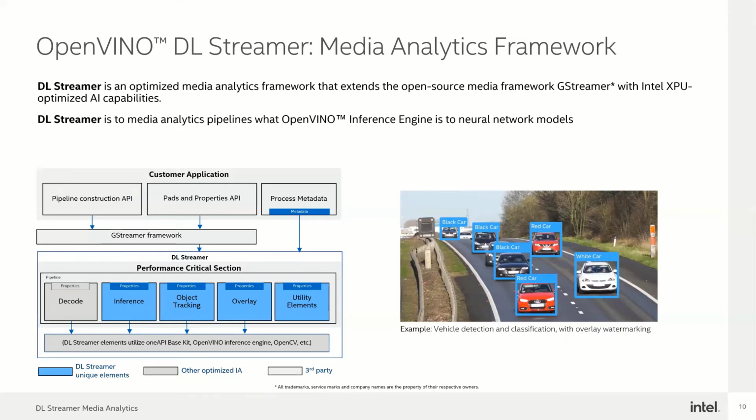Applications can use the GStreamer APIs just as they would any normal GStreamer application, but add in additional elements for inferencing, object tracking, overlay, and utility elements in order to publish results. And we'll see some examples of that as well.